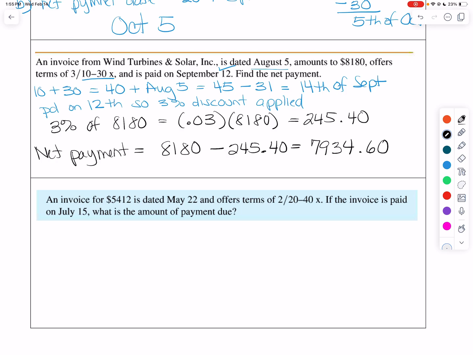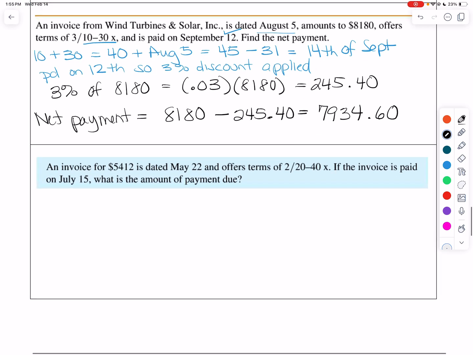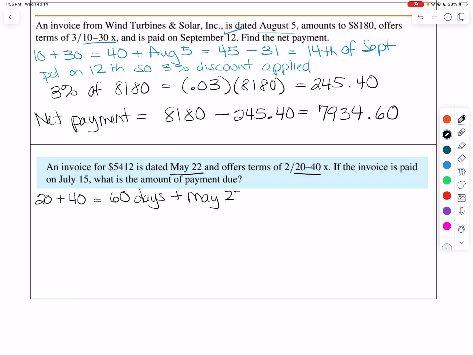All right. So again, guys, the only way to get good at these is to break them down step by step. The hardest thing, I think, for some students is just getting that calendar down. So again, find a method that works best for you. This one I'm going to think of as 20 plus 40 extra days, a total of 60 days extra, plus the invoice date of May 22nd, which is May 82nd. Of course, we don't have 82 days in May, so we subtract out the 31 days, and that leaves 51.